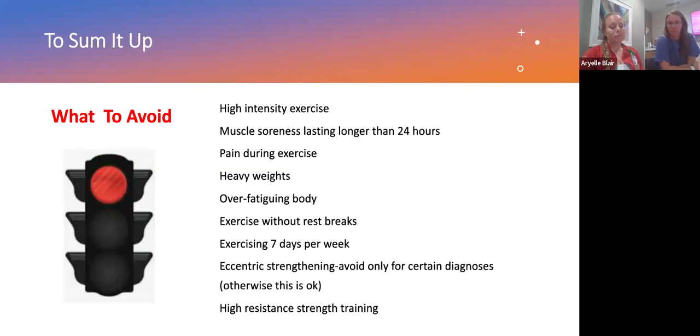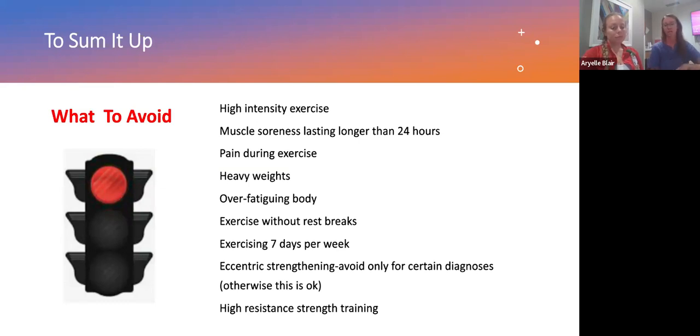Avoid heavy weightlifting. We don't want you to over fatigue the body. So a lot of times I'll tell people, if you tried a new exercise routine and you feel exhausted the rest of the day, you can't do things that you usually did, you can't hang out with your family, you had to take a nap, it doesn't mean you did the wrong type of exercise, but it may mean that you did too much of it.